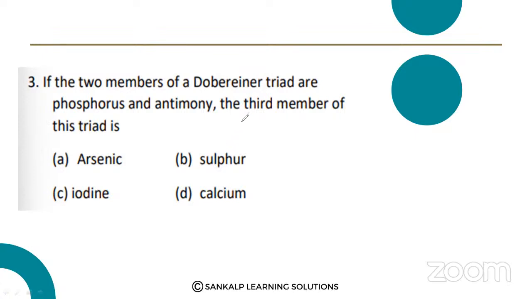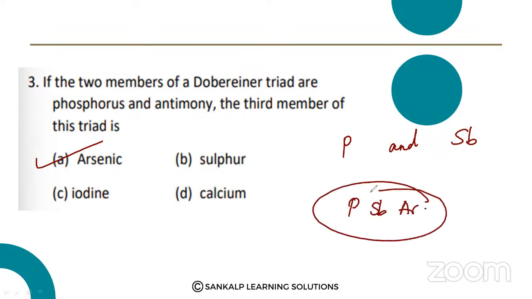If the two members of Dobereiner's triads are phosphorus and antimony, then which is the third member? Not option A. Option A. Okay. So what is it? It is arsenic. So the two members are phosphorus and antimony, and arsenic. So these are the members of the Dobereiner's triad.